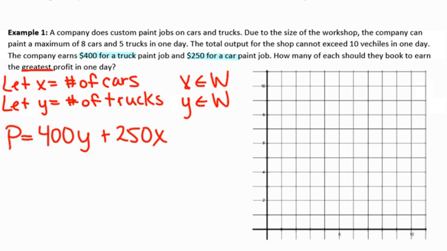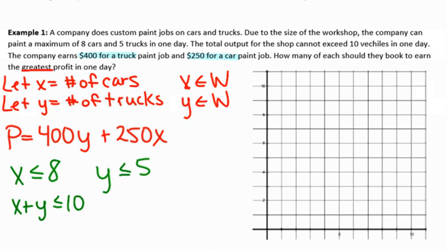Now we want to look for some constraints with our inequalities in this question. So I know that I can only have a max of 8 cars and 5 trucks in one day. So my cars, which is x, needs to be less than or equal to 8. Cannot exceed 8. And my trucks, which is y, must be less than or equal to 5. Altogether, I can't exceed 10 vehicles. So x plus y needs to be less than or equal to 10. Those are our 3 constraints.